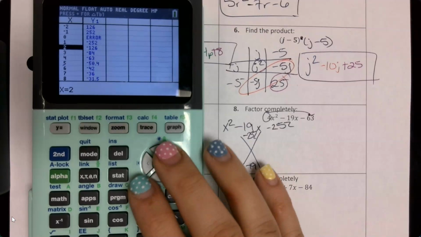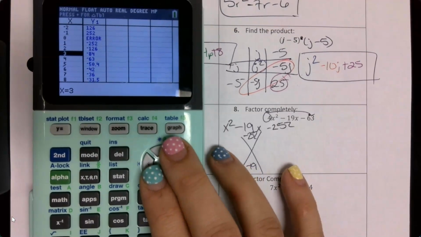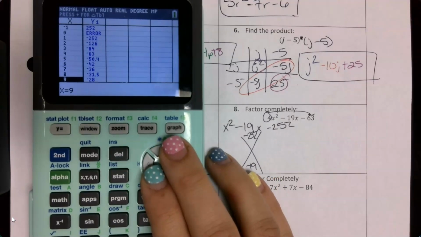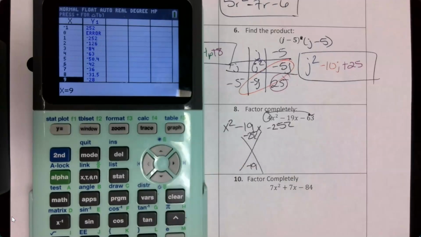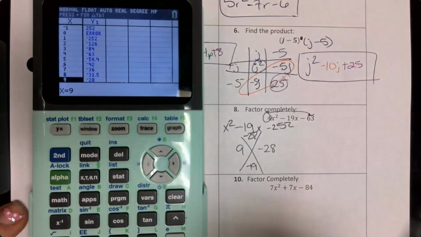So 1 minus 252 gives me negative 251. 2 minus 126 gives me negative 124. 3 minus 84 gives me negative 81. 4 minus 63 gives me negative 59. 5 is a decimal, I skip it. 6 minus 42 gives me negative 36. 7 minus 36 gives me negative 29. Skip the decimal. 9 minus 28 gives me negative 19. This is exactly what I wanted. So my two numbers are 9 and negative 28.